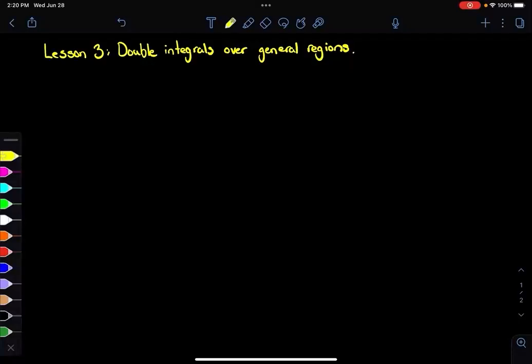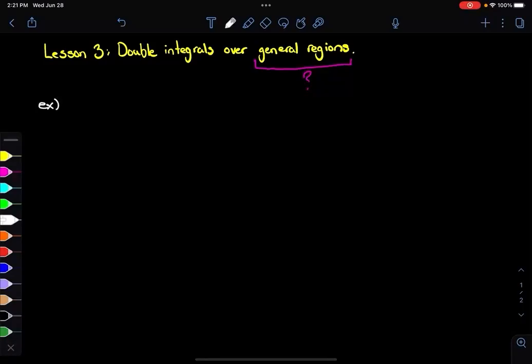So this video follows up the last one, which was covering double integrals over nice, easy rectangular regions. And this video covers double integrals that happen over general regions. And so we're going to investigate, what does this mean? What do we mean when we talk about general regions? Maybe it's best to lead by an example.